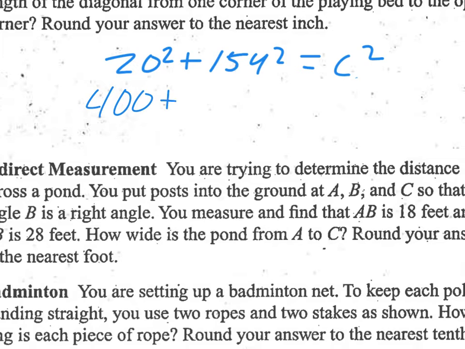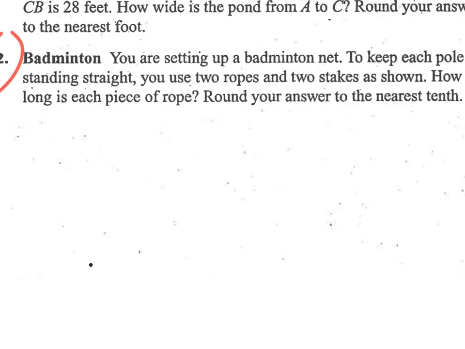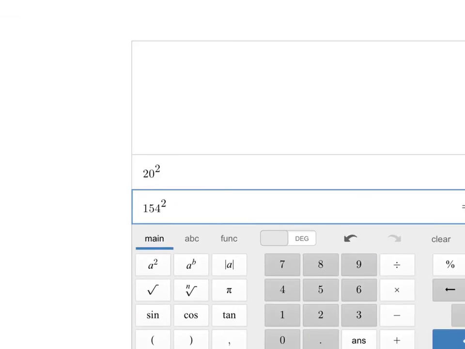20 squared was 400. The other one was 23,716, I believe. All that equals c squared. Now I've got c squared by itself, right? The variable's already on one end by itself, so I just got to add these other ones together on the left, because I can do that. And that will give me, I believe, 24,116. I'll double check it down there on the Desmos calculator, but yep, I got to add those together. And then remember, this is c squared. Some number times itself gives me this. So I need to take the square root of 24,116, okay?